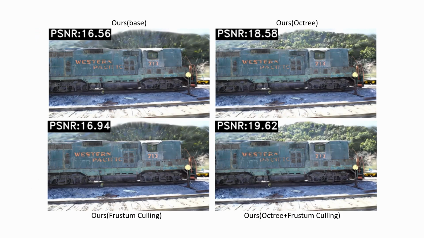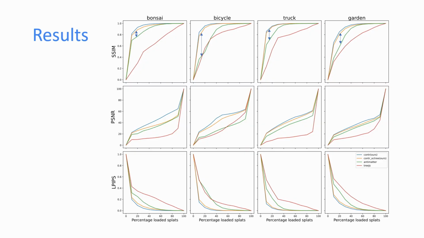In this example image, we show the impact of each separate addition. Notice how frustum culling and the use of an octree complement each other well to achieve the best metric score. This is also reflected in the metrics, where we consistently outperform our competitors across all scenes and metrics. We want to point out that we focus especially on the earlier percentages, as in the end, all approaches will converge to perfect reconstruction of the original scene when all splats are sent.